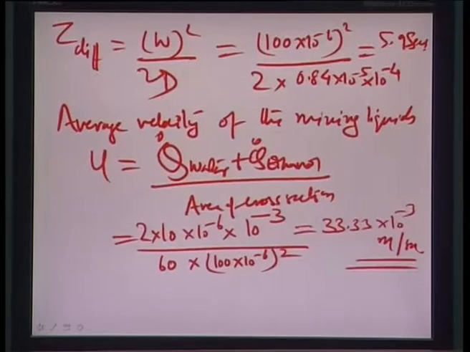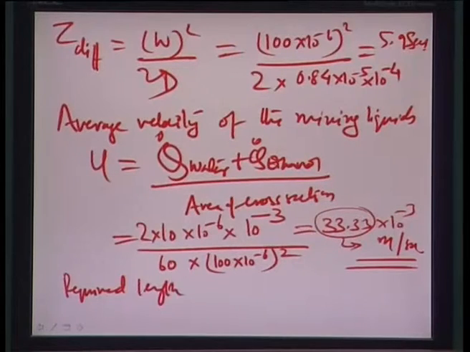I would just like to draw your attention to the fact that the velocity is only about 33 millimeters per second, which is not very high considering the other flow rates, etc., which you have seen here. And that's primarily because of the cross section of the channel.